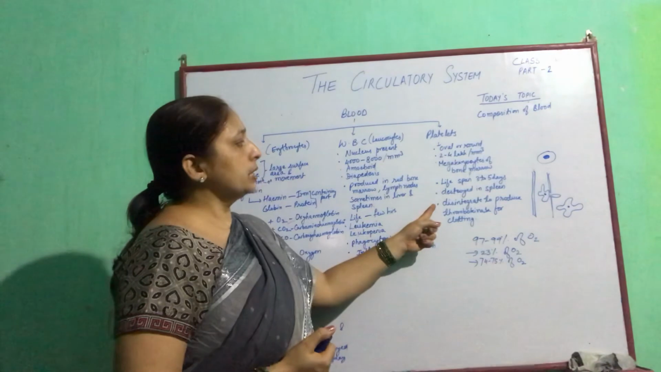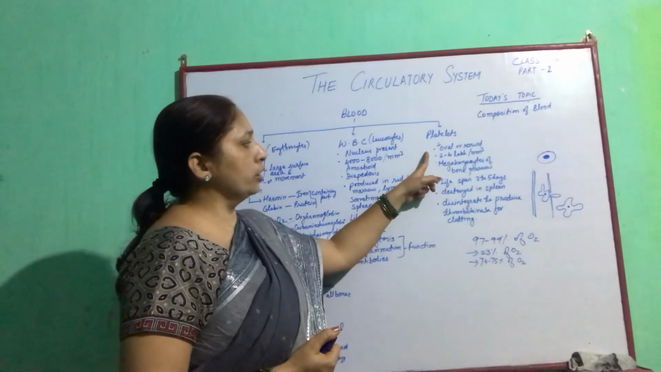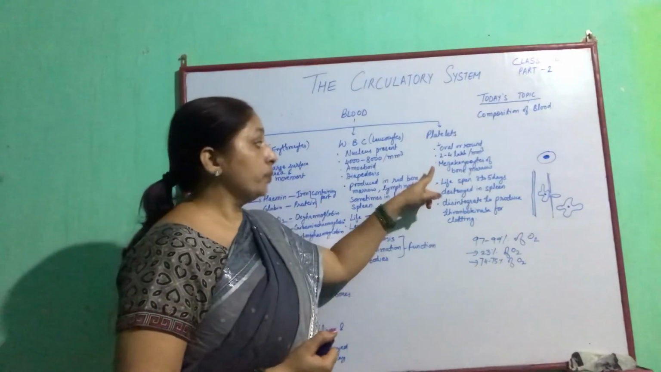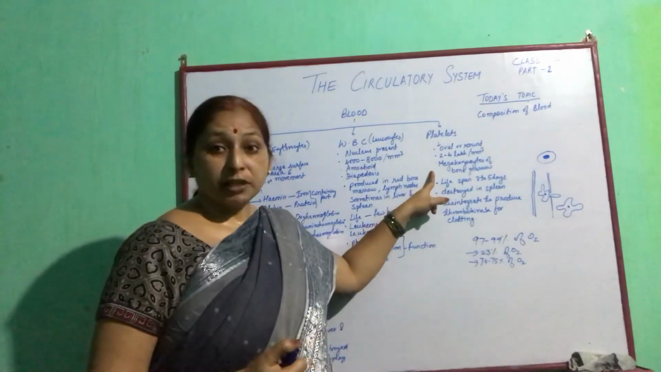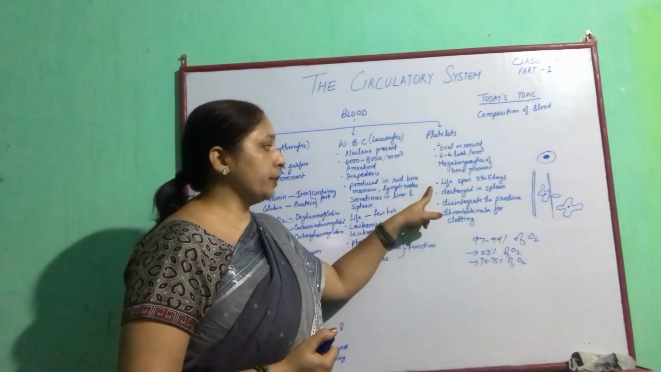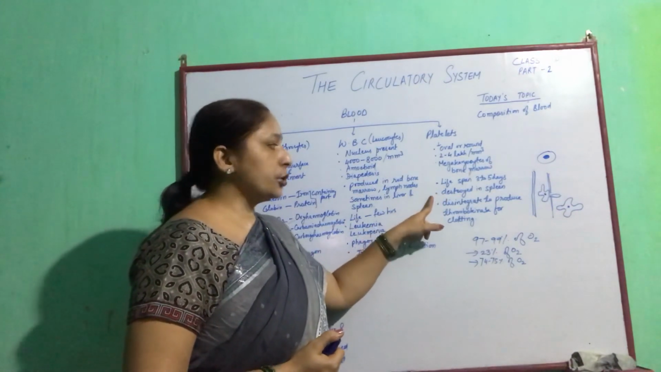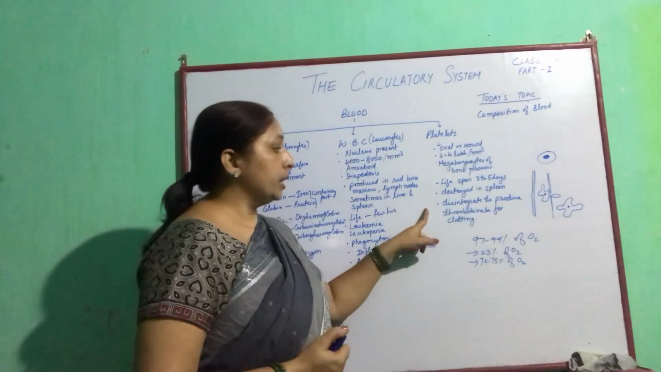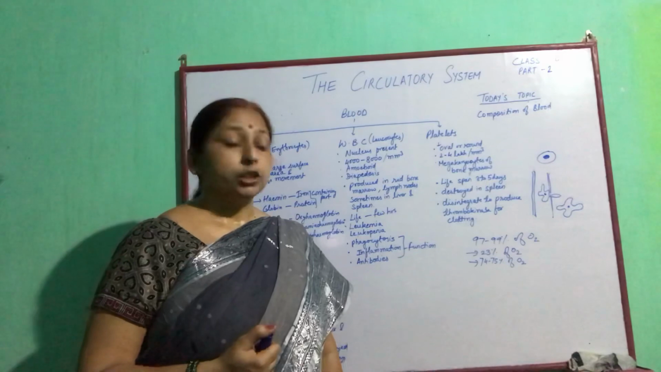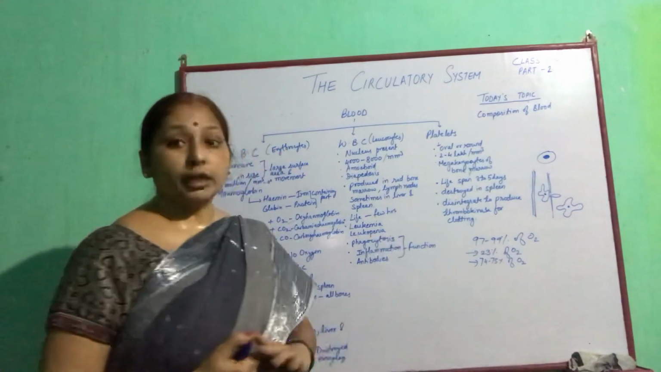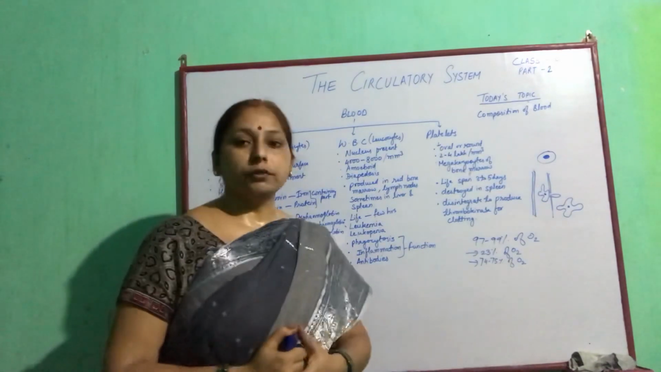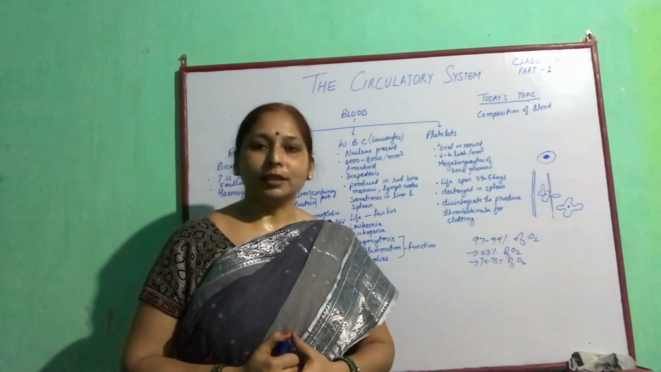I am repeating this. Structure is oval or round. Number is 2 to 4 lakh per millimeter cube. They are produced in the specialized cells, megakaryocytes of bone marrow. Lifespan is 3 to 5 days. Destroyed in spleen. Function is to disintegrate to release thrombokinase for clotting of blood. This is all about the composition of blood. A single topic we have studied today.